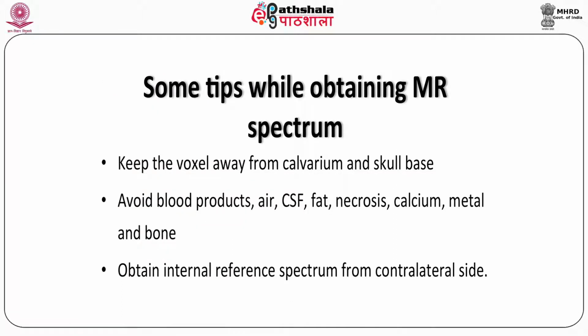Tips to obtain a good spectrum. Always keep the voxel away from the cranium and the skull base. Avoid blood products, air, CSF, fat, necrosis, calcium, metal and bone in the voxel. Obtain an internal reference spectrum from the contralateral side, which is always good for comparing.